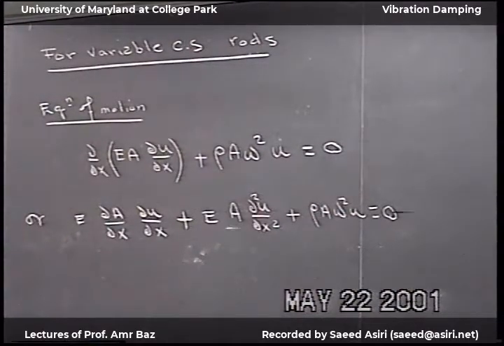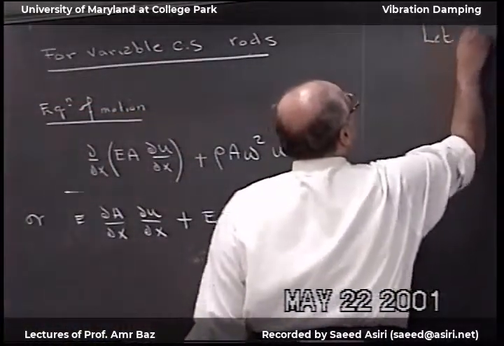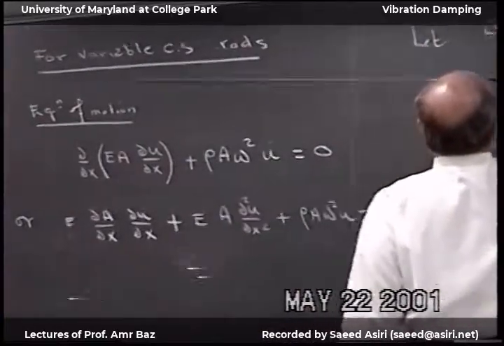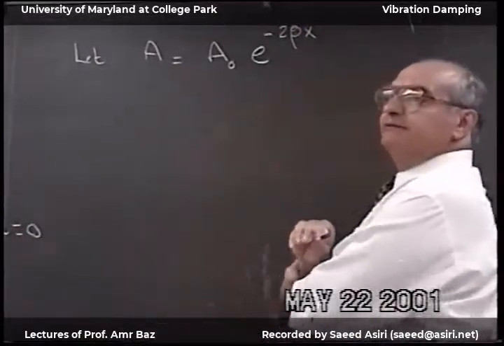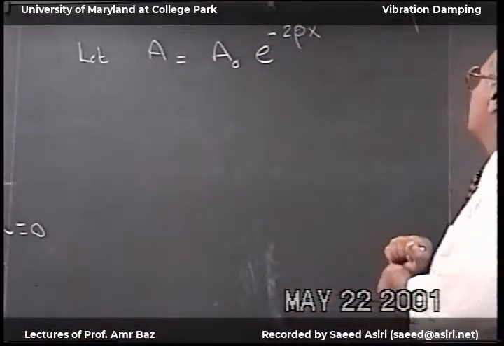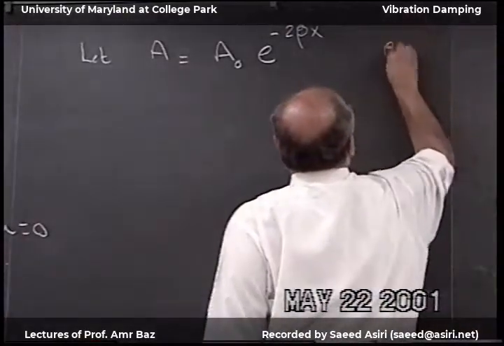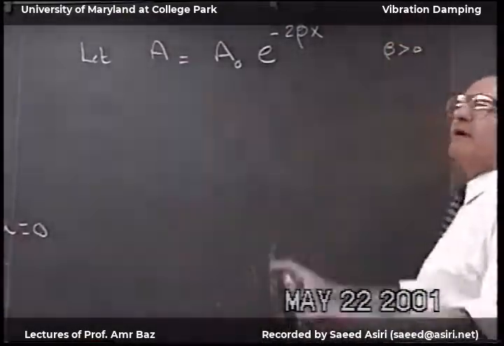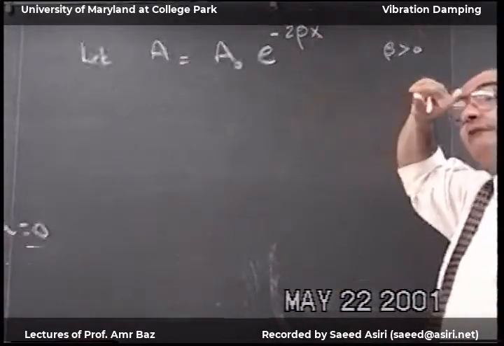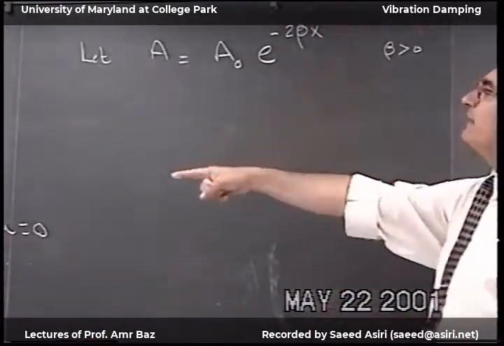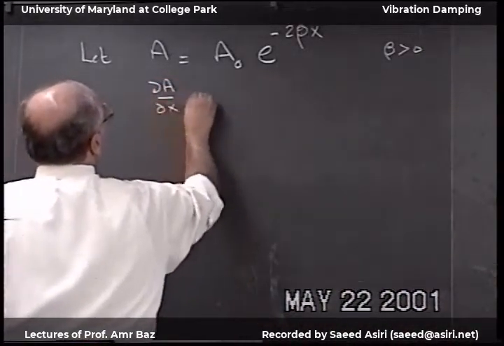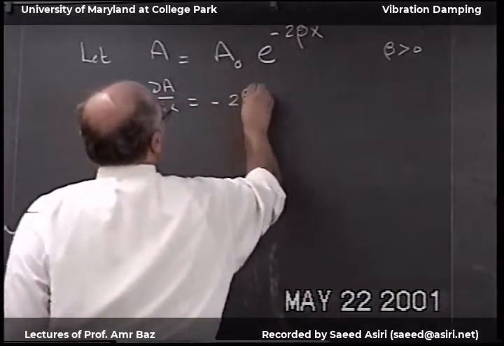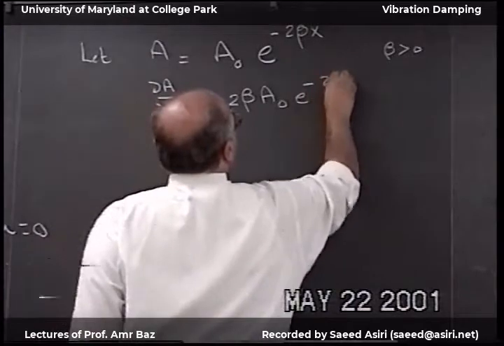Okay, I'm going to make a very simple case. We'll say here, let the area A be equal to A0 e to the minus 2 beta x, and beta is a positive number. So now I'm decreasing the area, okay? Now if I take this and plug it here, then A prime will equal minus 2 beta A0 e to the minus 2 beta x.